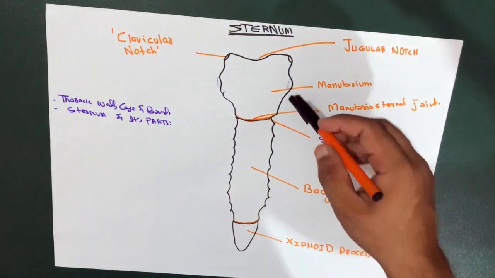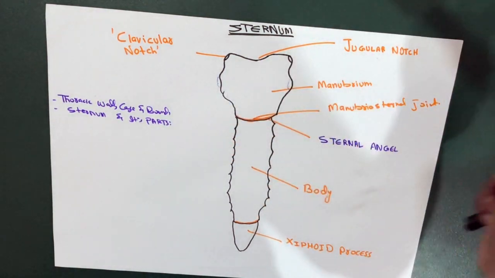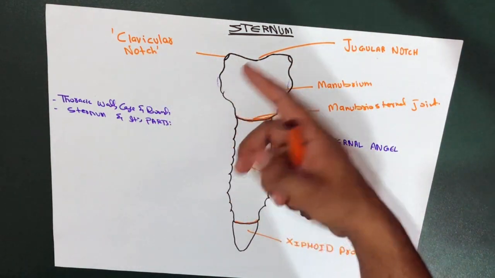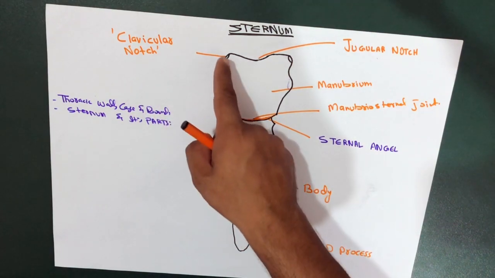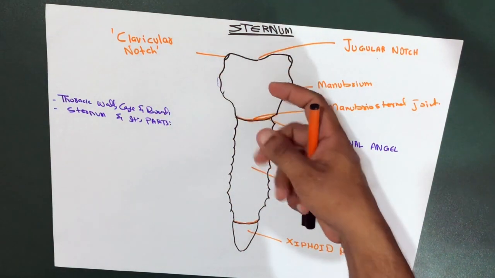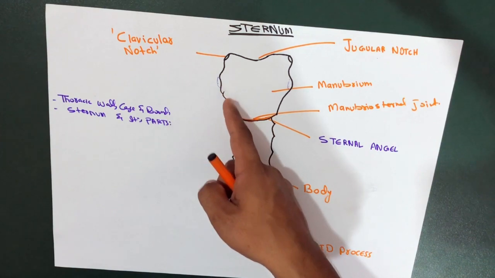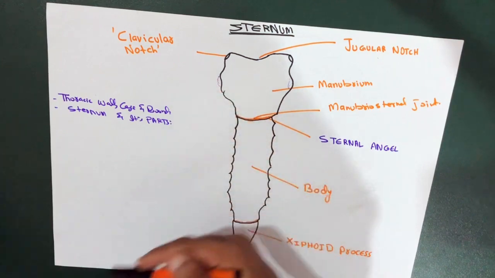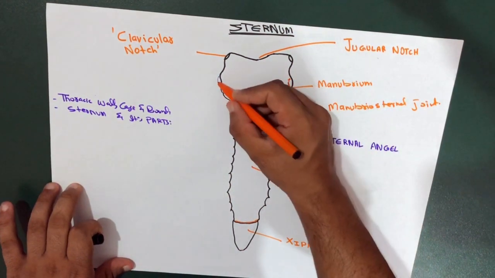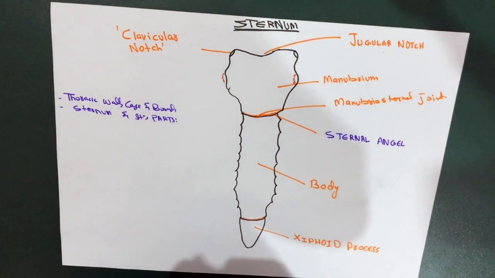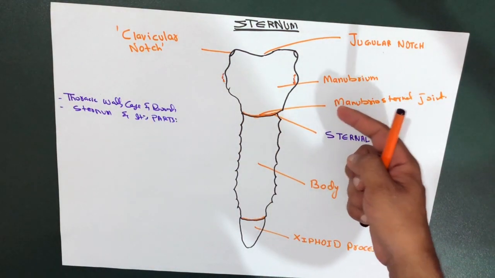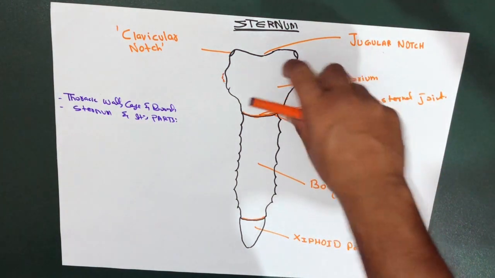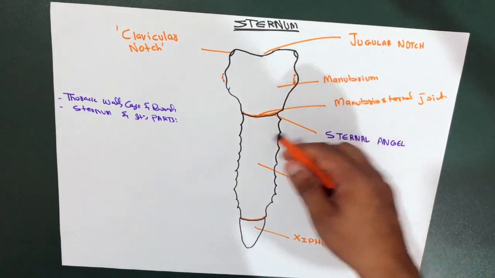On the other side, we have already seen that it articulates with the clavicle, which is also called the beauty bone. Over here there's a notch called the clavicular notch, where the clavicle attaches, and over here we have the first costal cartilage attachment on the sides. Here the first thoracic rib costal cartilages are going to attach.